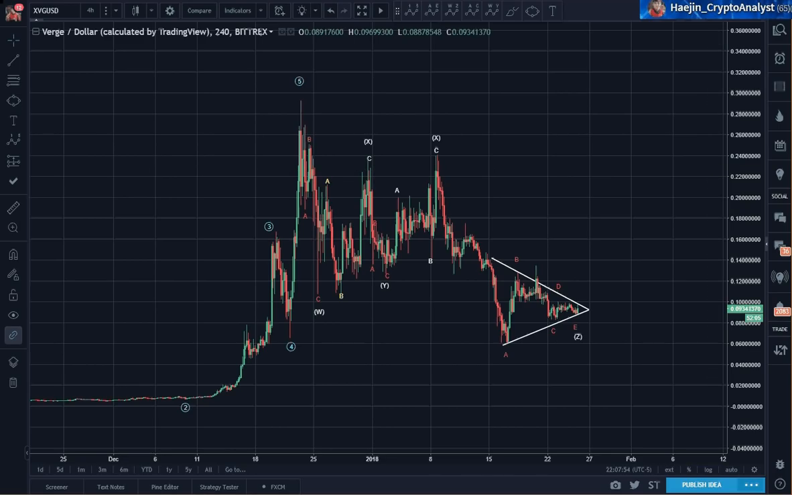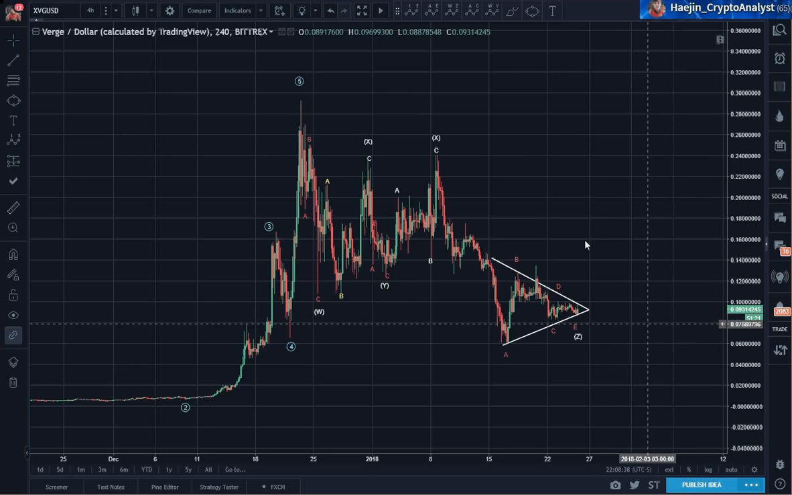Okay, another request for Verge. I wanted to add one more thing on this anyways. So here is what I had labeled before. Whenever you see price going sideways, you can label it as a complex combination. We had this as A, B, C, D, E for the Z. So again, we have a W, X, Y, X, Z. So we had A, B, C, D, E.